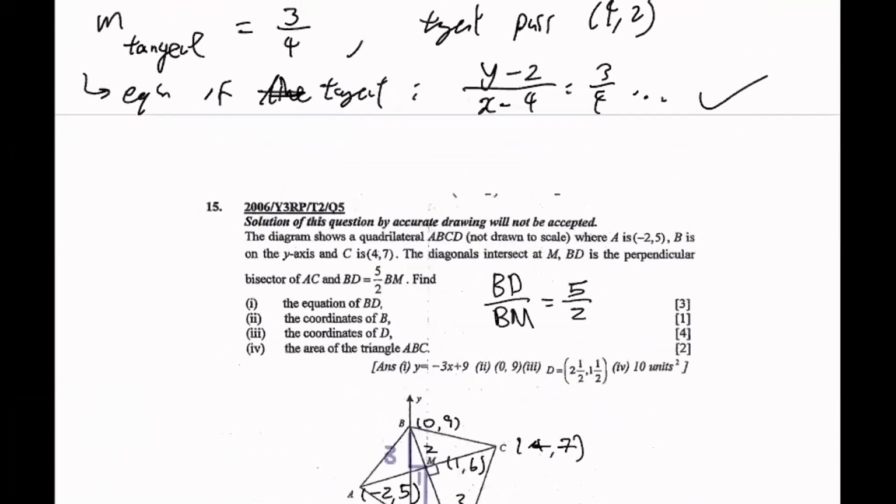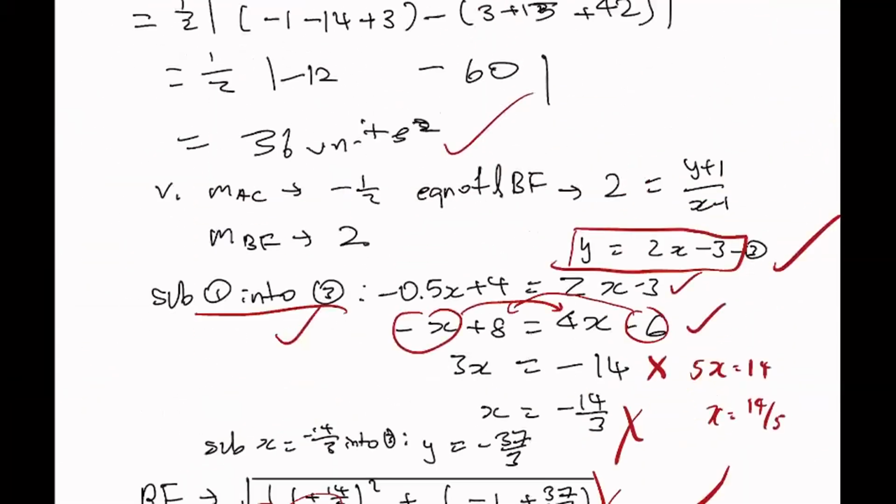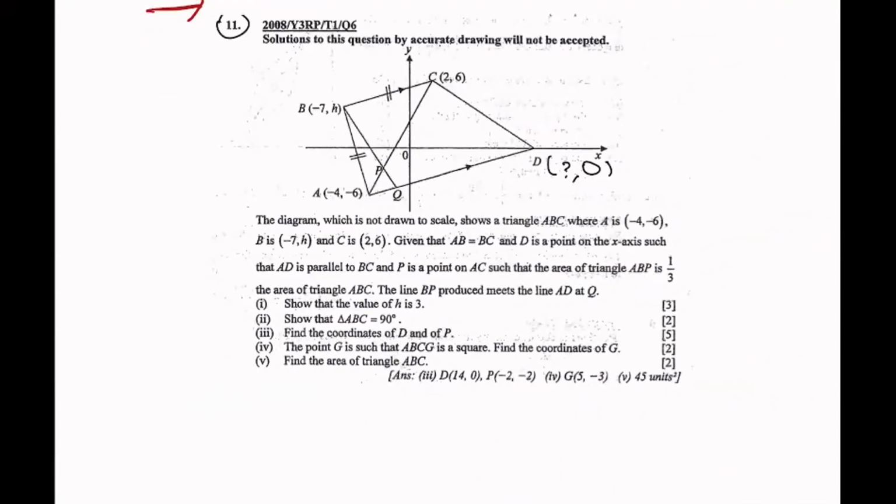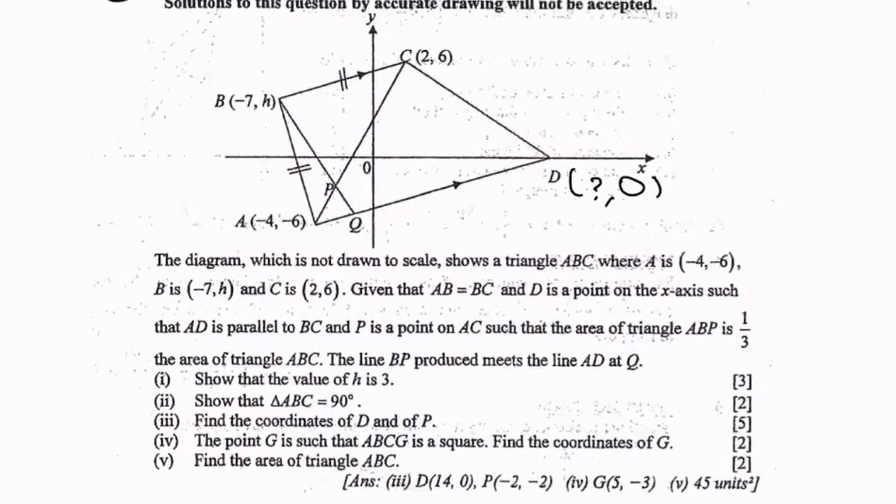Okay. Moving on. The question just now, what was it? 11, okay, let's take a look. No solution by accurate drawing. The diagram, which is not drawn to scale, shows a triangle ABC, where A is (-4, -6), B is (-7, h), C is (2, 6). Given that AB equals BC, you get an isosceles triangle here. D is a point on the x-axis such that AD is parallel to BC, and P is a point on AC such that the area of triangle ABP is 1/3 of the area of triangle ABC.